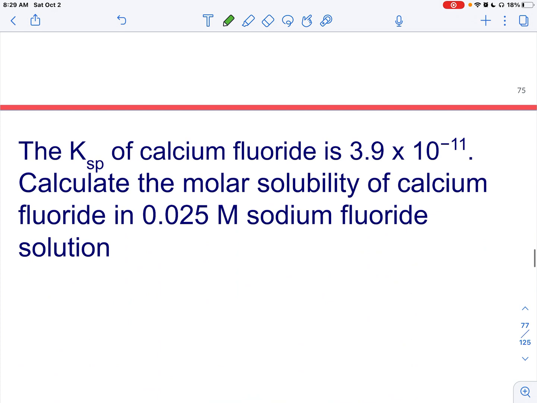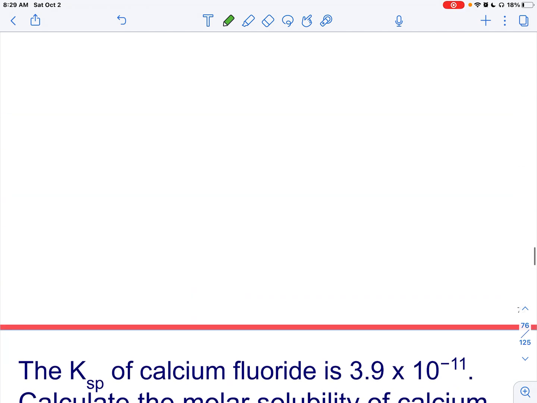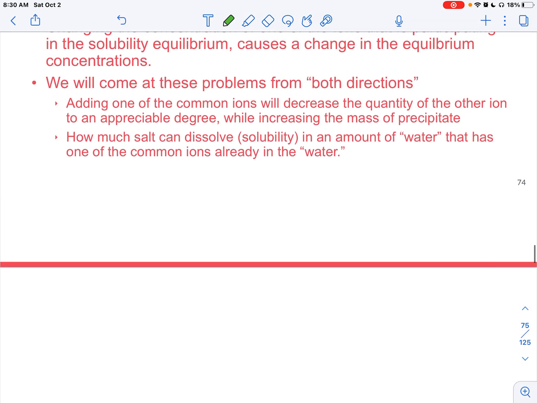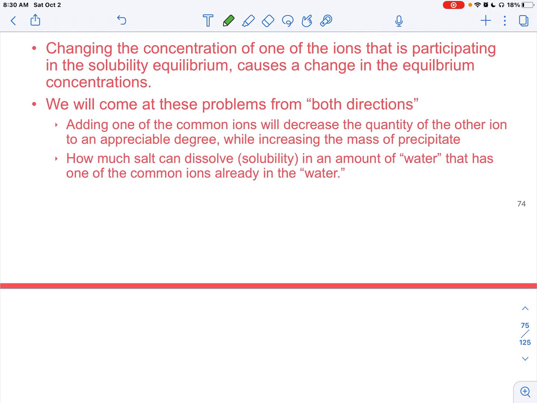I don't know why that blank page is there. I think there's supposed to be a problem here. Yeah, okay. So let's write the problem.